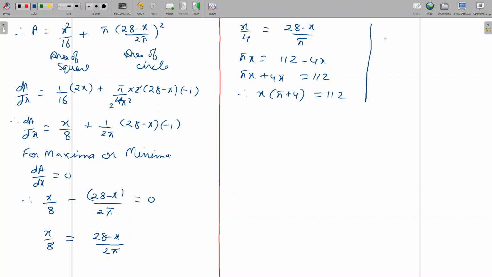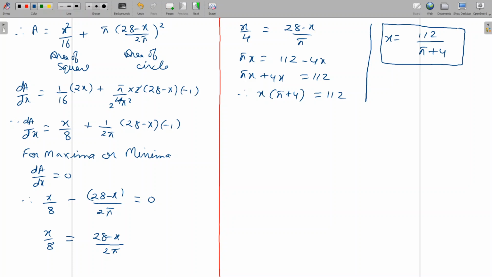Let us find the value of x. This will give us x equal to 112 over pi plus 4. So this is the value of x which we are getting, and now we will find the second derivative of A, and in that we will put this value of x and check whether A is in that case maximum or minimum. So let us differentiate this dA by dx one more time so that we get the second derivative of A.